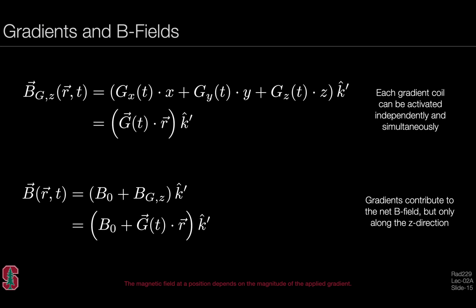And gradients contribute to the net B field, but again, only along the Z direction. So here, if we want to describe the total magnetic field at a point in time, then of course we would still have the active B0 field plus the B field from the gradients. And we notice that these point along the k-hat prime direction. We can expand this out to a slightly more general, or more widely used, form, which just shows that the total magnetic field in the presence of both B0 and a gradient depends on the gradient as a function of time and the position itself. So how far away are we from isocenter, and what's the magnitude of the gradient being applied at a particular point in time?